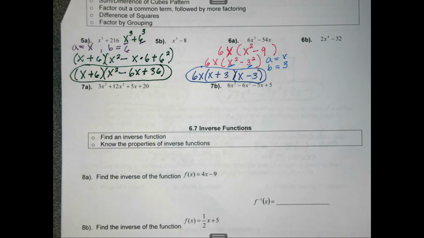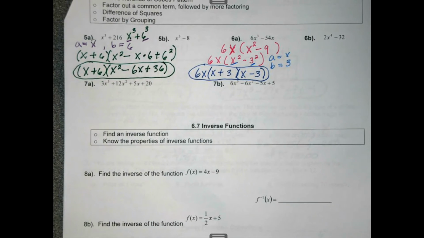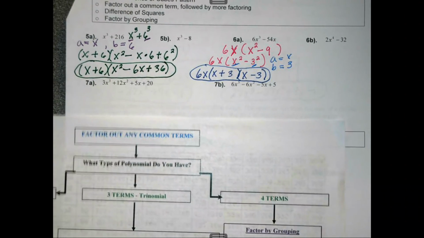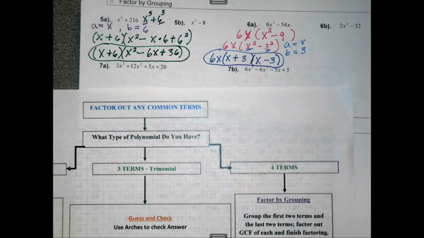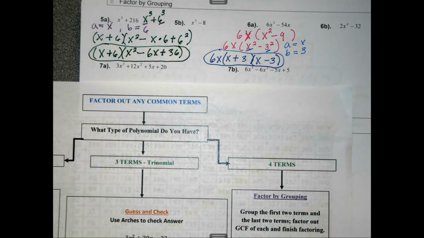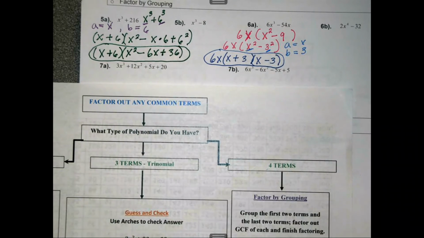Questions? All right, number 7. Can I factor out any common terms? Nope. 3 is not a factor of 5, so that's not going to work.